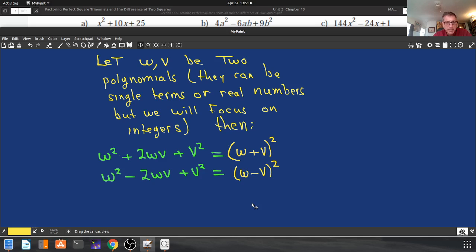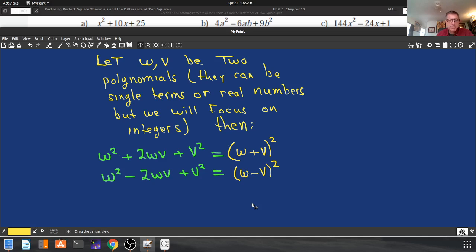W squared plus 2WV plus V squared is equal to, in parentheses, W plus V squared. And W squared minus 2WV plus V squared is equal to, in parentheses, W minus V squared.